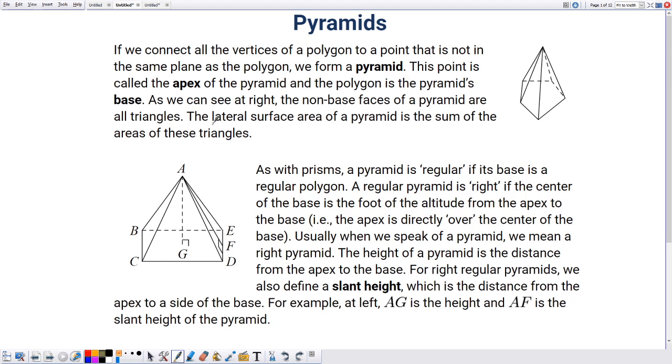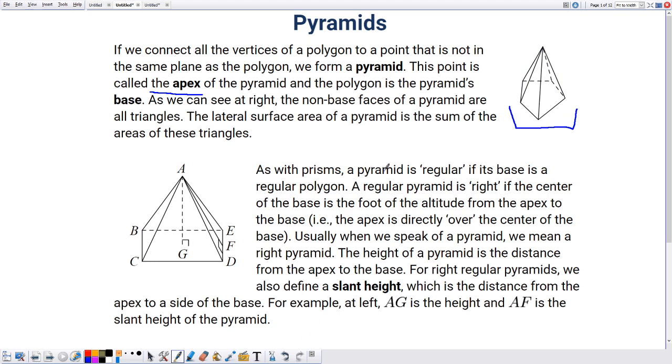The point at which all the vertices meet is called the apex of the pyramid, the highest point. And the polygon is the pyramid's base. So in this pyramid right here, the base is a pentagon because it has 5 sides, and all the faces, the lateral faces, are triangles.